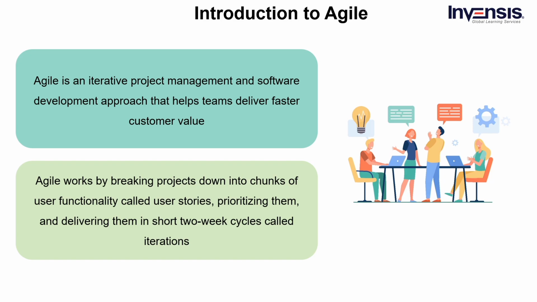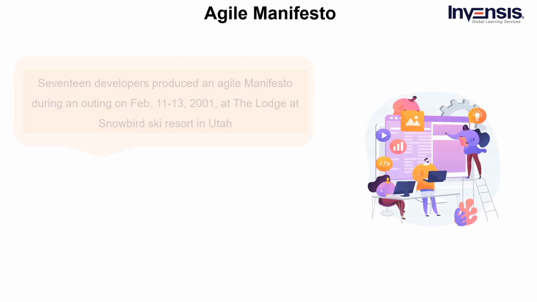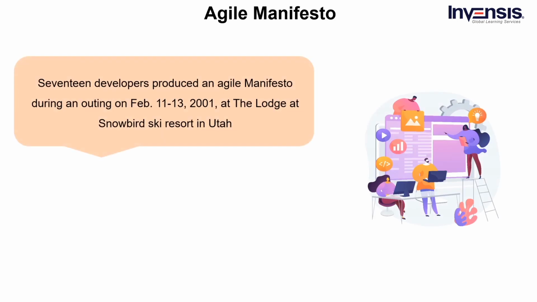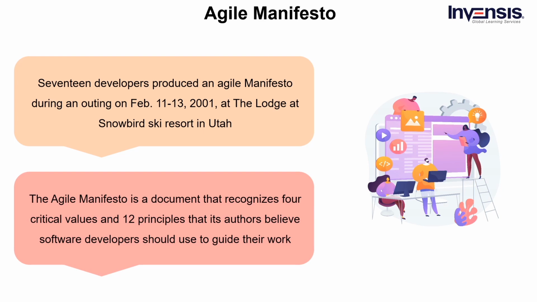Before going to the in-depth topic, first, we need to understand the definition of the Agile Manifesto. Agile Manifesto. 17 developers produced an Agile Manifesto during an outing on February 11-13, 2001, at the Lodge at Snowbird Ski Resort in Utah. The Agile Manifesto is a document that recognizes 4 critical values and 12 principles that its authors believe software developers should use to guide their work.